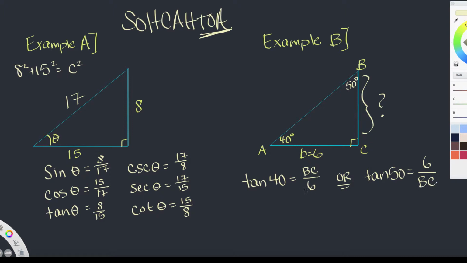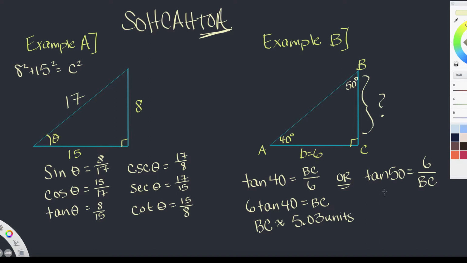Now personally, I think this first ratio is easier to solve because I have the BC already on top, so all I really have to do is 6 times the tangent of 40 to find out what BC is. Make sure that your calculator is in degree mode. You're just going to want to hit mode and arrow down and make sure it's in degree mode for right now. We will learn about radians later on in this unit, but for now we want degrees. So 6 times the tangent of 40 tells me that BC is approximately 5.03 units.